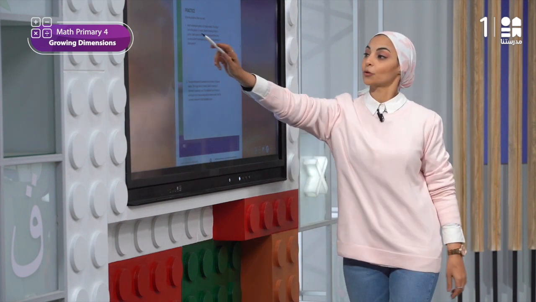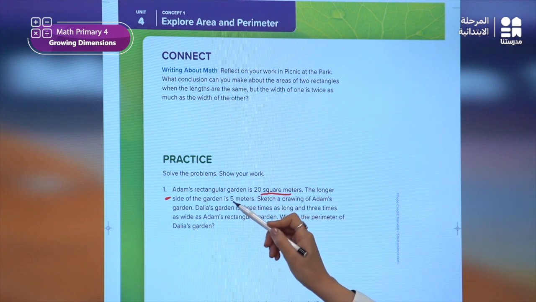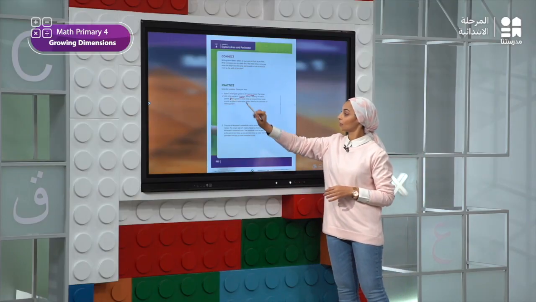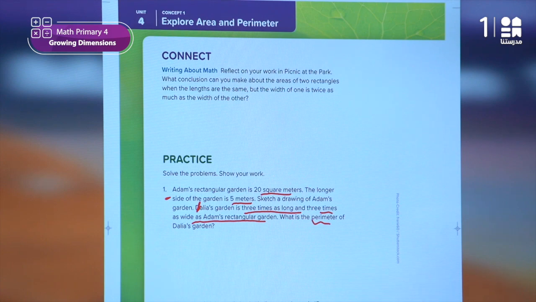Okay, here in problem number 1, as you see here, Adam's rectangle garden is 20 square meters. The longer side of the garden, which is the length, is 5 meters. Sketch a drawing of Adam's garden. Then Dahlia's garden is 3 times as long and 3 times as wide as Adam's rectangle garden. So what is the perimeter of Dahlia's garden?